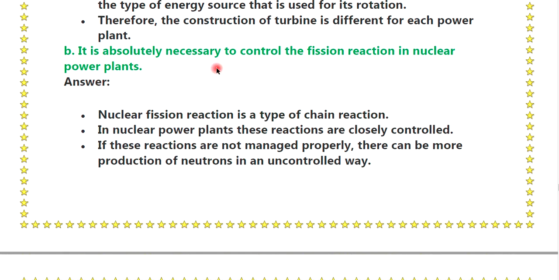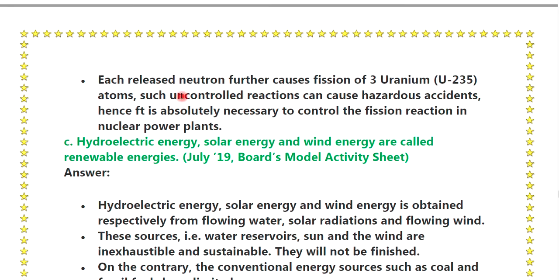B. It is absolutely necessary to control the fission reaction in a nuclear power plant. Nuclear fission is a type of chain reaction. In a nuclear power plant, these reactions are closely controlled. If these reactions are not managed properly, there can be uncontrolled production of neutrons. Each released neutron further causes fission of three uranium atoms. Such an uncontrolled reaction can cause hazardous accidents. Hence, it is absolutely necessary to control the fission reaction in a nuclear power plant.